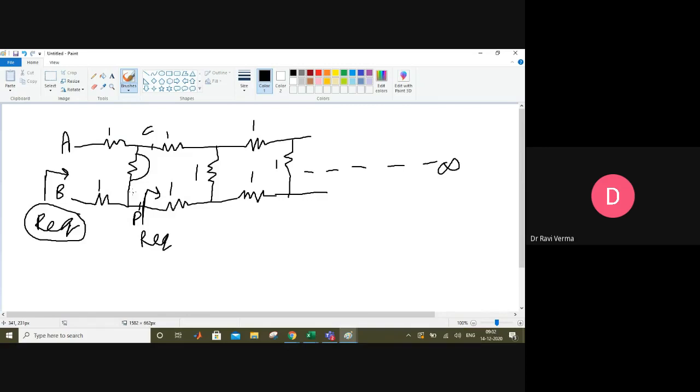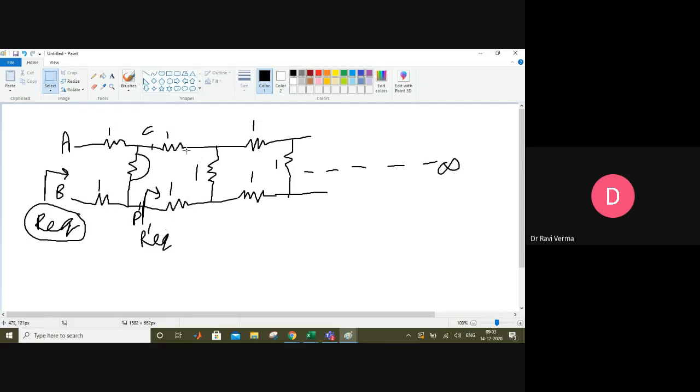This will be your R. This will be some value. This won't be R equivalent because in R equivalent this is short circuited. So this will be some value. Suppose this is R equivalent prime. This whole resistance, I am removing this part. See carefully, from this side it is R equivalent, but there this wire is getting short circuited.